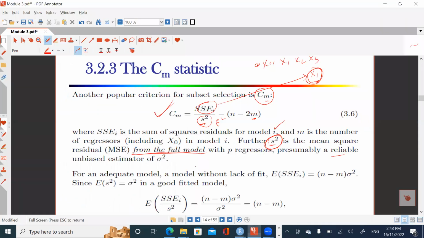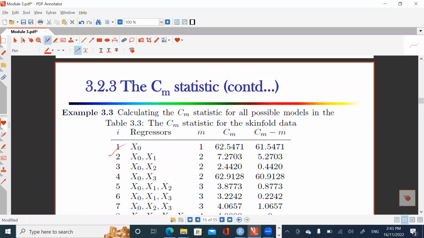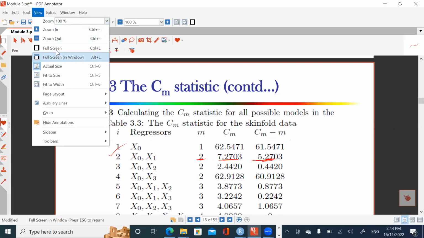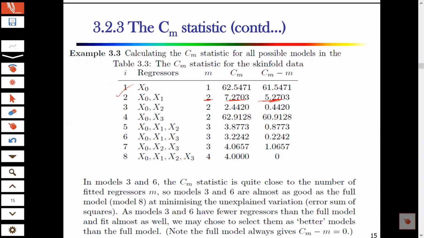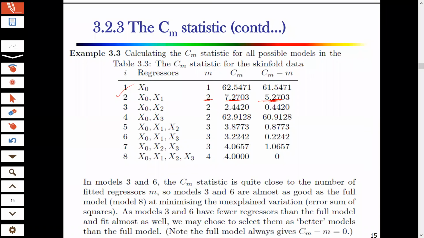Now if I go back to our model, we need only X1, and this is CM and this is M. The difference is this. Similarly, you need to calculate CM and M for all of the models and select the best model based on whether the difference is 0. This is the perfect model. Basically this will happen if we include all of the variables. We will get the CM and the difference will be 0.